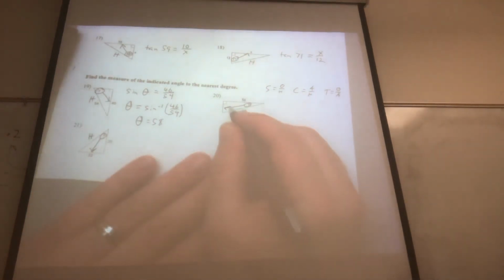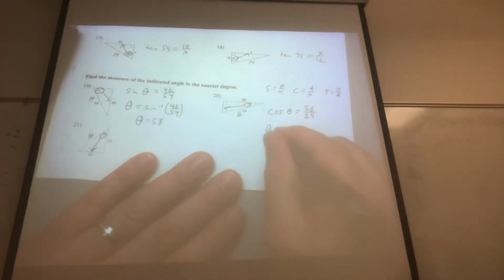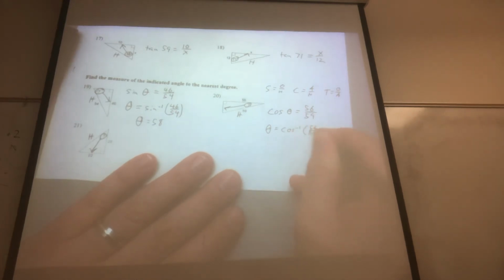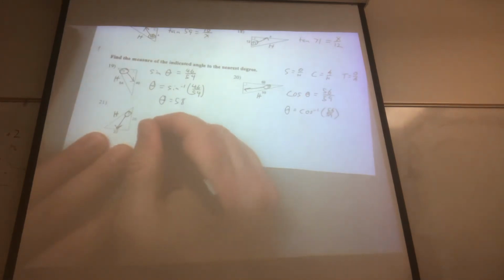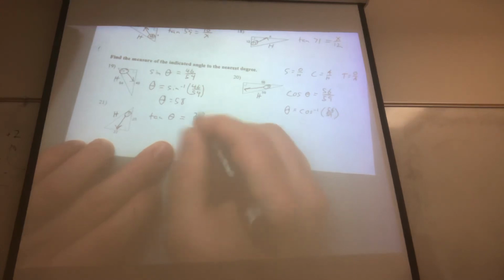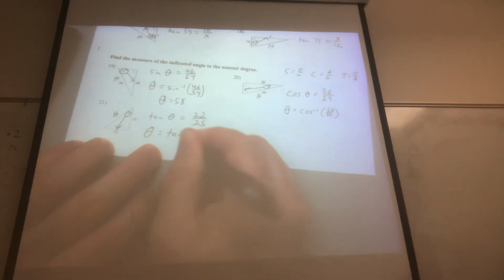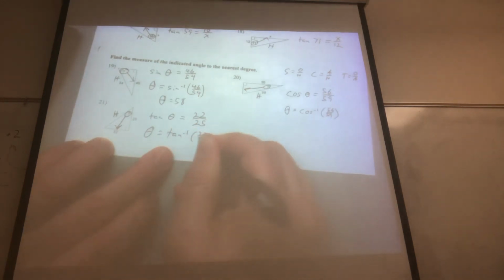So 20 is going to be, I don't have my opposite. This is the cosine of theta is equal to the adjacent of 56 over my hypotenuse of 59. So theta is equal to the inverse cosine of 56 over 59. And on this one, the tangent of theta is equal to the opposite side of 22 over my adjacent side of 25. That means theta is the inverse tangent of 22 over 25.